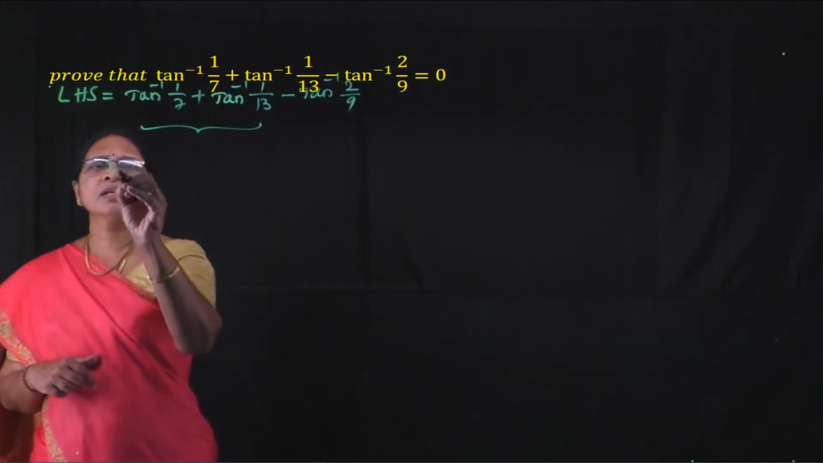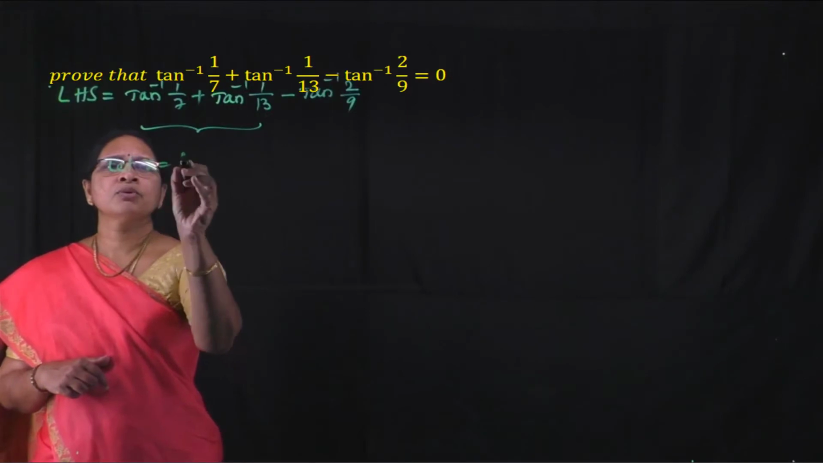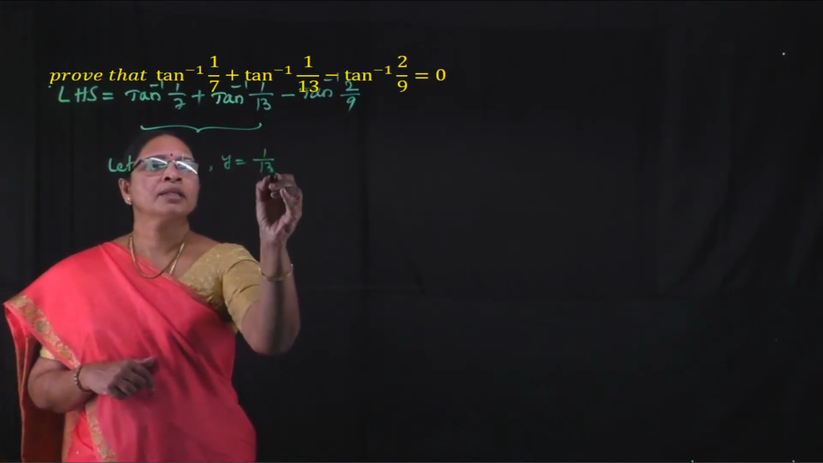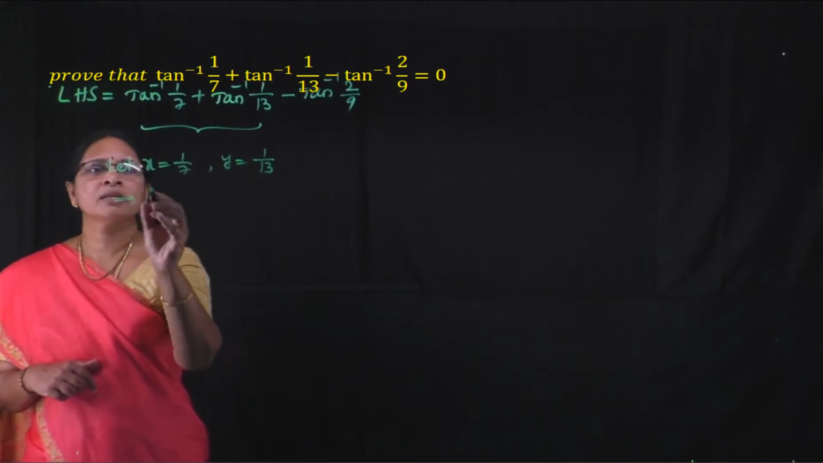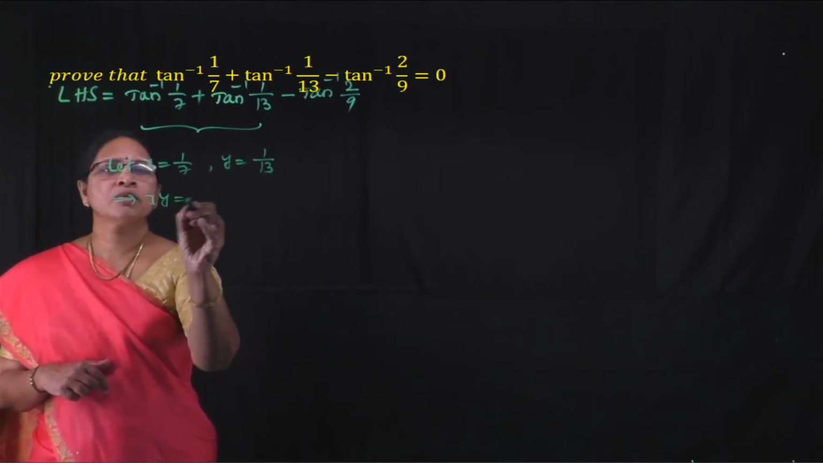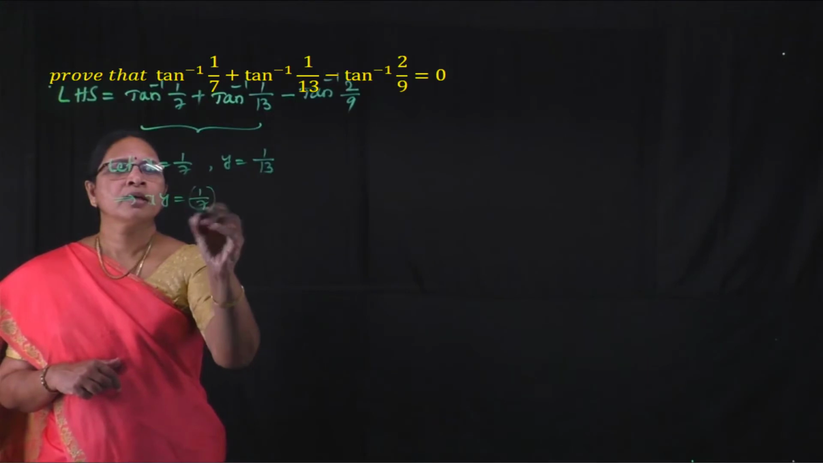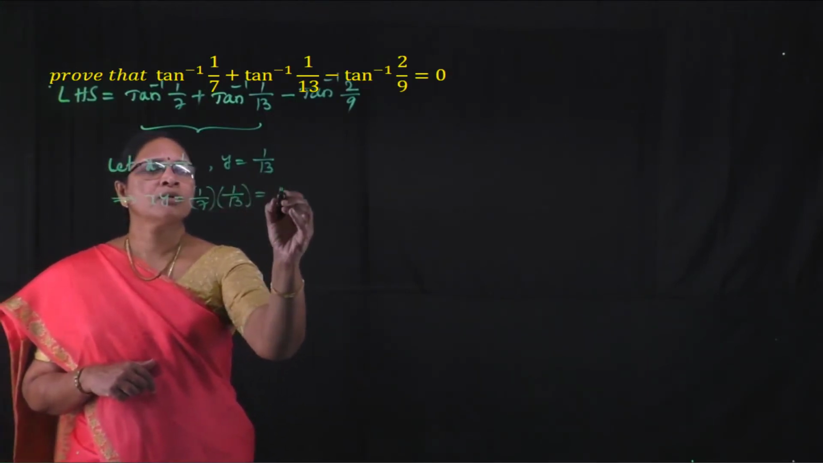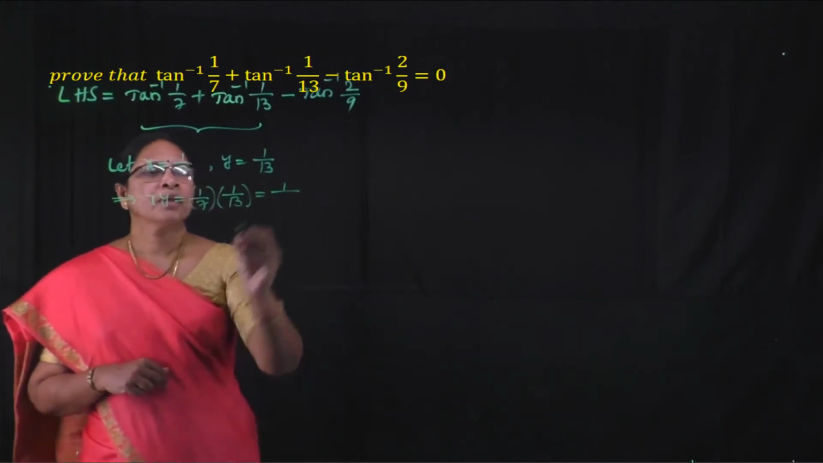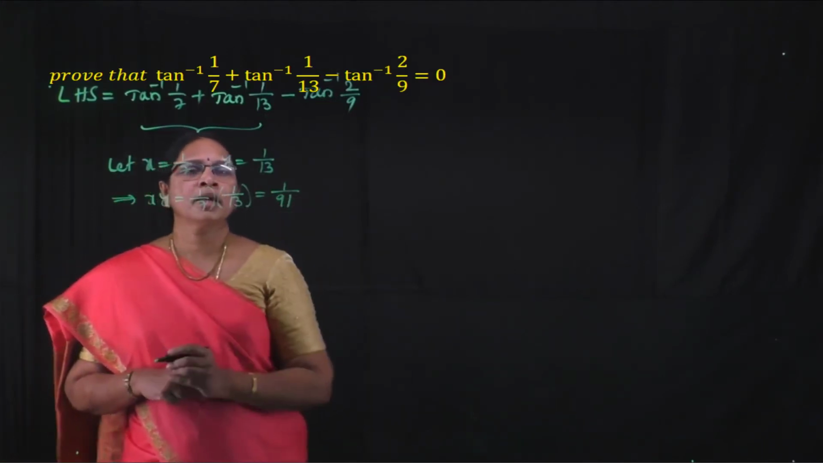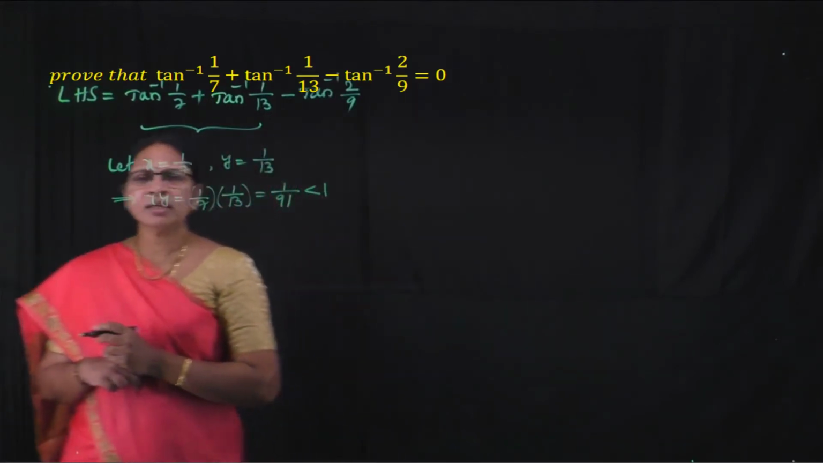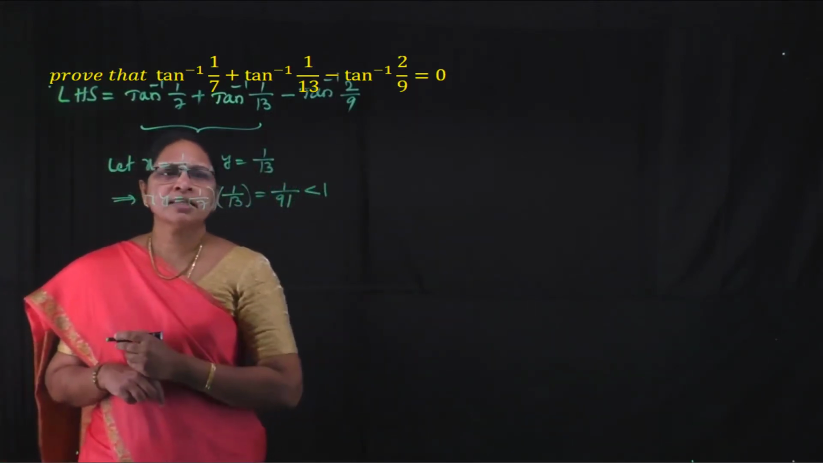Let us take x is equal to 1 by 7, y is equal to 1 by 13. This implies xy is equal to 1 by 7 into 1 by 13, that is equal to 1 by 91, which is less than 1. Here, xy is less than 1.